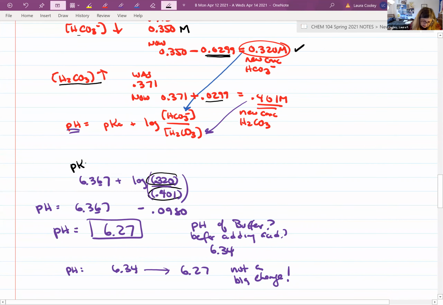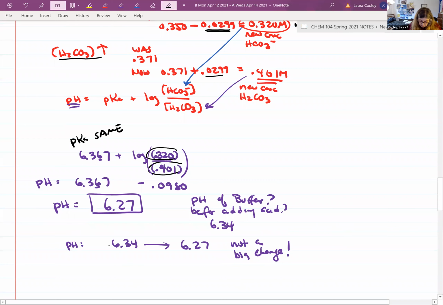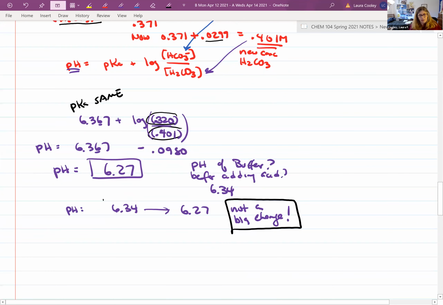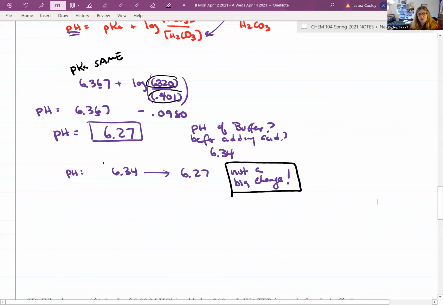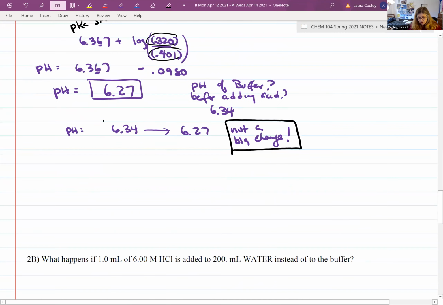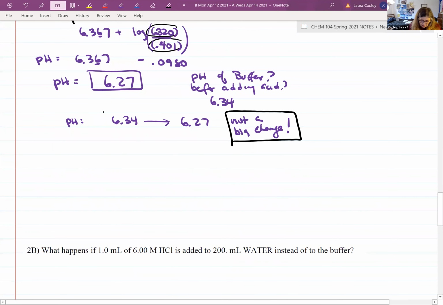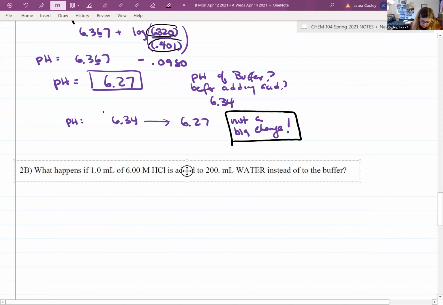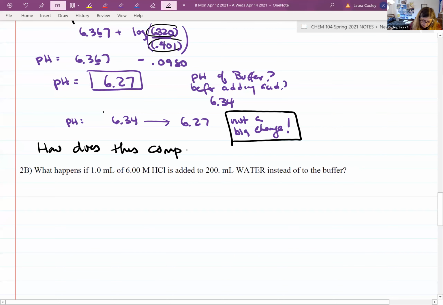The pKa here is the same because it's the same acid dissociation equilibrium. So what happened was the pH went from 6.34 to 6.27, not a very big change. And that's why we call it a buffer, because it buffers, it mitigates, it lessens the change in pH. But you might very well ask the question, how does this compare to adding the same amount of HCl to water instead of the buffer?